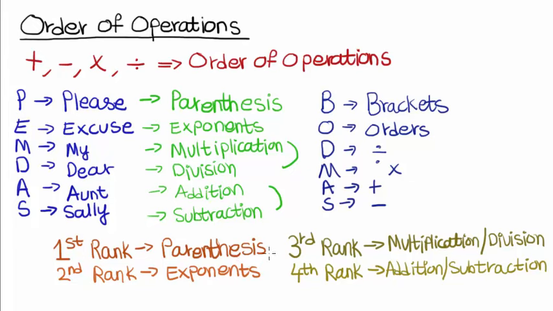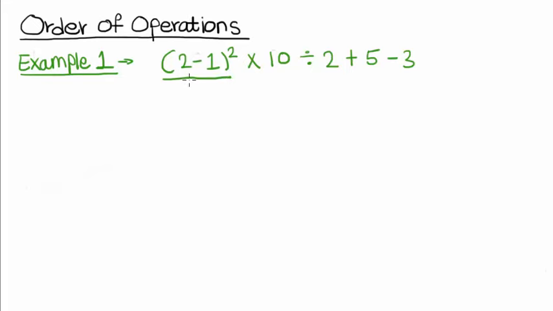In this first example, where we perform the order of operations correctly, let's say I have something like this numerical expression right over here. This numerical expression is read as the quantity of 2 minus 1 squared. So basically, if you have parentheses around anything, in this case 2 minus 1, that is read as the quantity of whatever is inside the parentheses. So the first portion over here is read as the quantity of 2 minus 1 squared. Now, moving on, we say times 10 divided by 2 plus 5 minus 3.